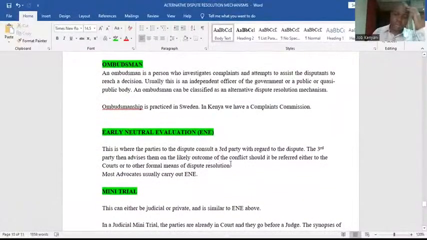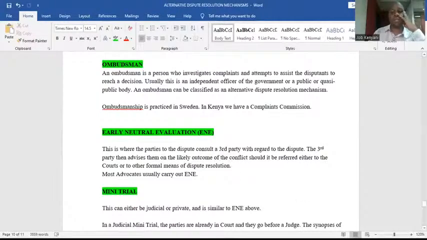So when you talk about an alternative dispute, it is an alternative to resolving a dispute rather than having to go to the court. You'd rather opt for these methods we've mentioned here, rather than having to go to the court. That's why they are an alternative way of resolving a dispute.